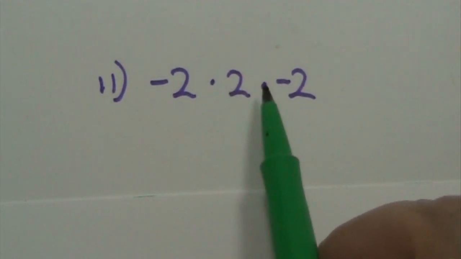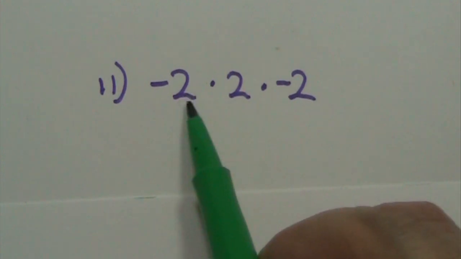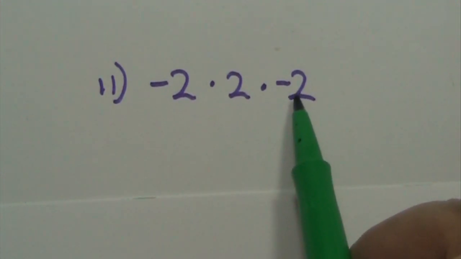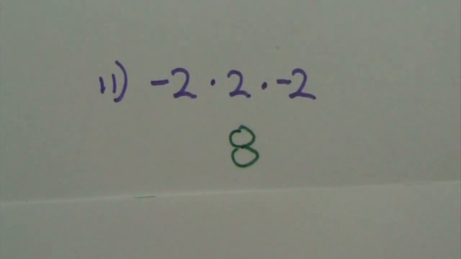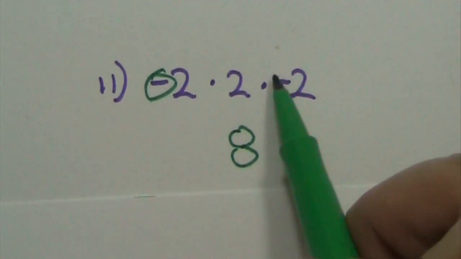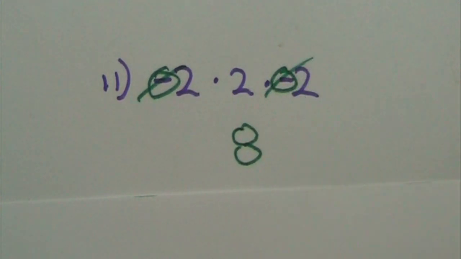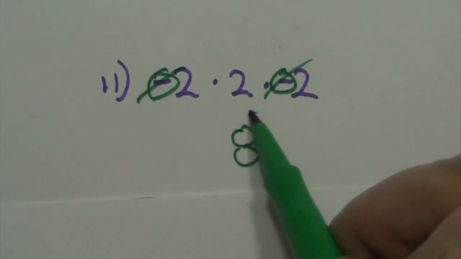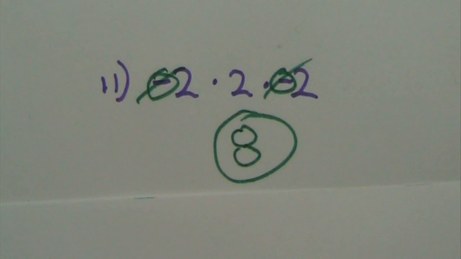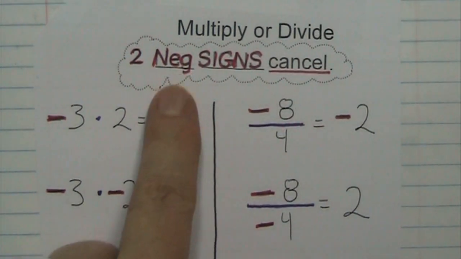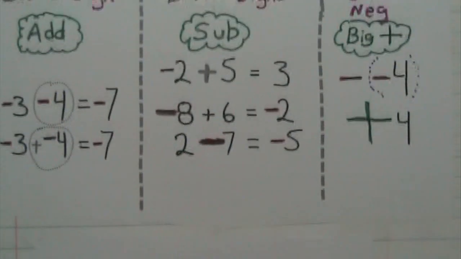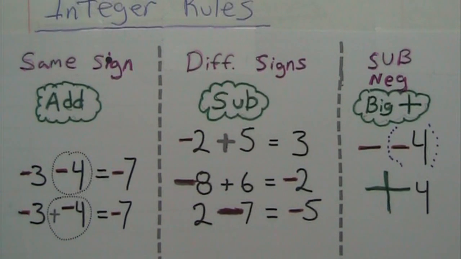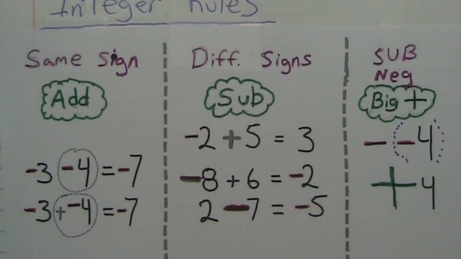So let's see, this is all multiply. 2 times 2 is 4, times 2 is 8. Now I count the negatives. Hey, 2 negative signs will cancel. Positive 8 is the answer. So multiply and divide, these are the easiest rules. Just count the negative signs. But it gets more complex when we're just adding and subtracting.